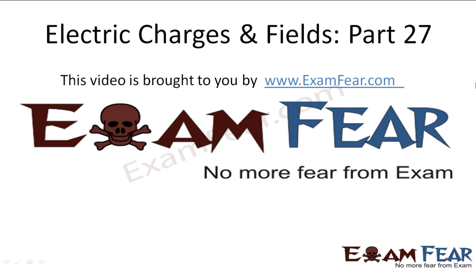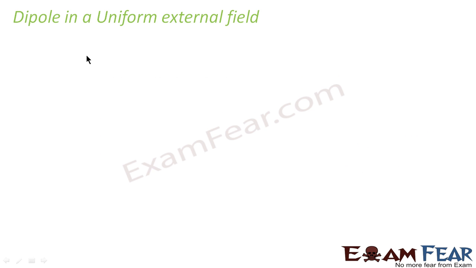Please make sure that you have watched all the videos till part 26 before going ahead with part 27. We will now study what happens when an electric dipole is placed in a uniform external electric field. That means there is an electric field which is already present. On top of that, we place an electric dipole inside the electric field. So, will there be something unusual happening in this case? Something new will happen here? Let us have a look.